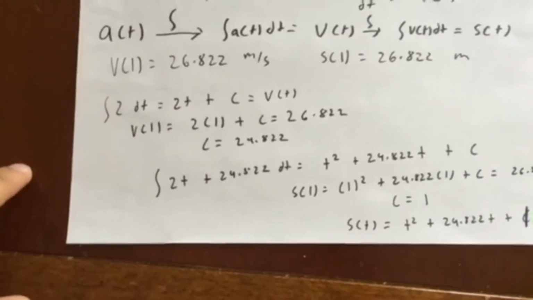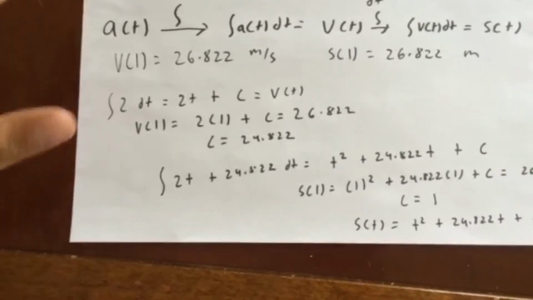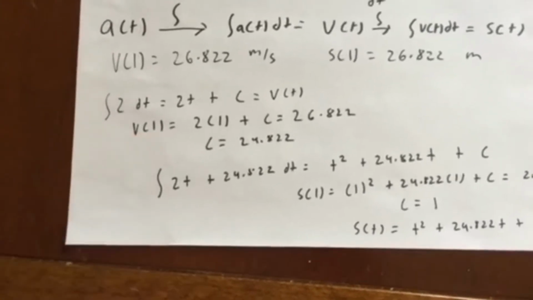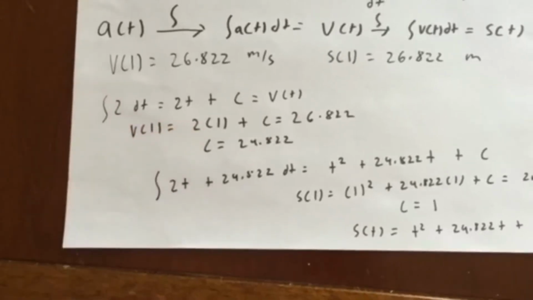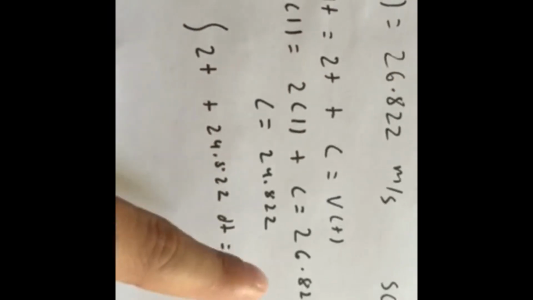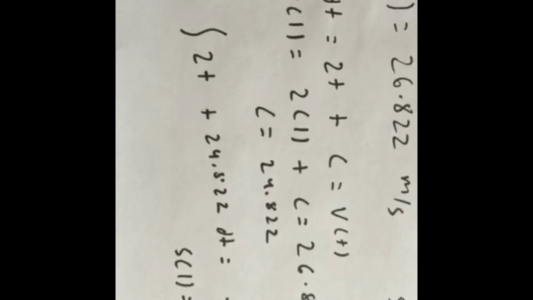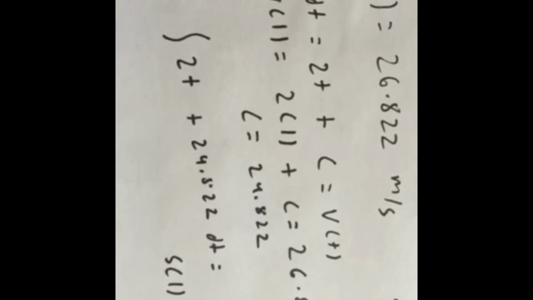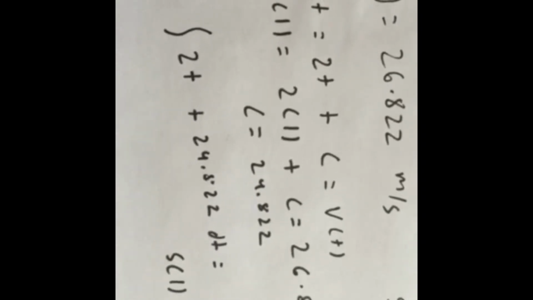So we go ahead and get started, and we take the integral of 2, which is our acceleration, with respect to time, and that gives us 2t plus c, and that is equal to our velocity function. To figure out what the constant c is, we can say that v at 1 second, which we know is equal to 26.822, we just plug it in. Anywhere there's a t in your function, you plug in a 1. So it's 2 plus c equals 26.822, so c is 24.822.